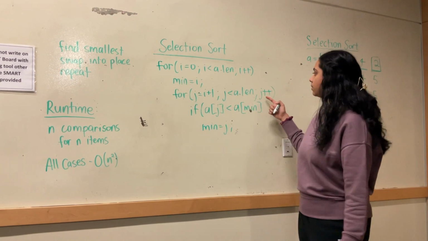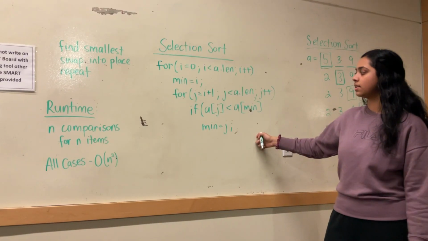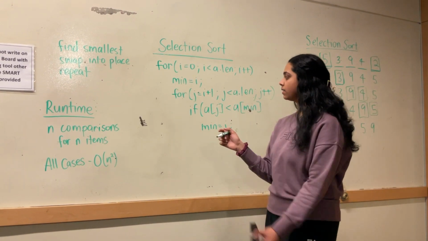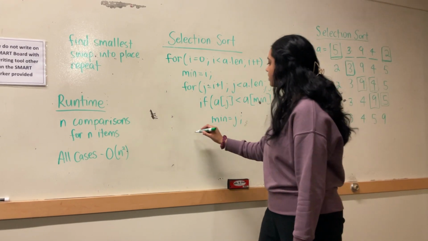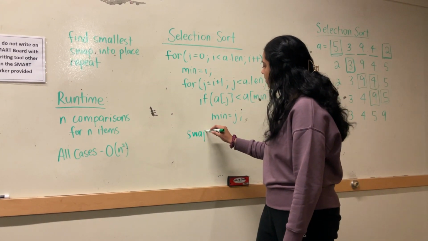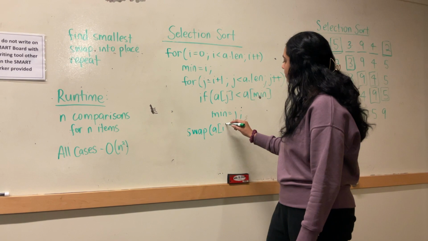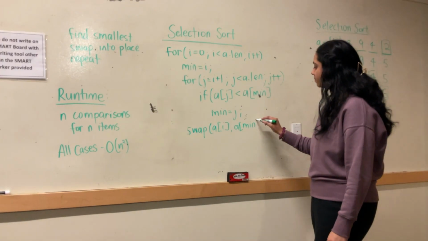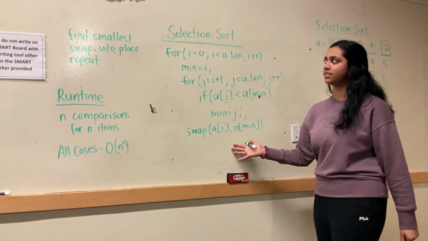And so that continues until we find the smallest value in the array to compare to swap it with. And outside of this for loop, we would swap the element at i with the element at min. And that's how you would do a selection sort.